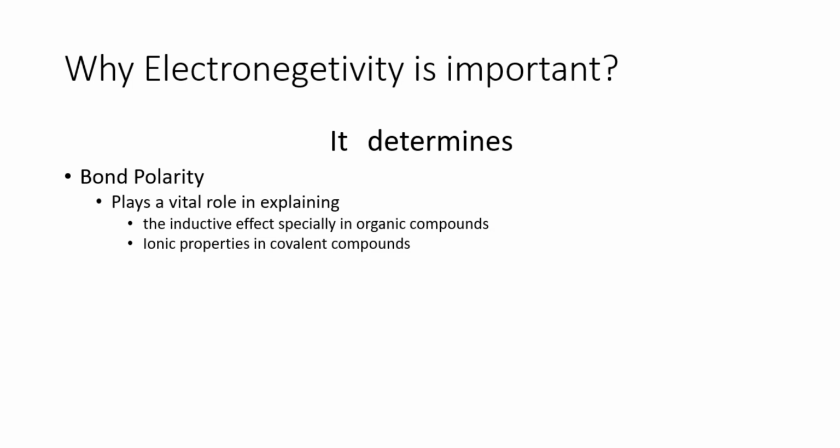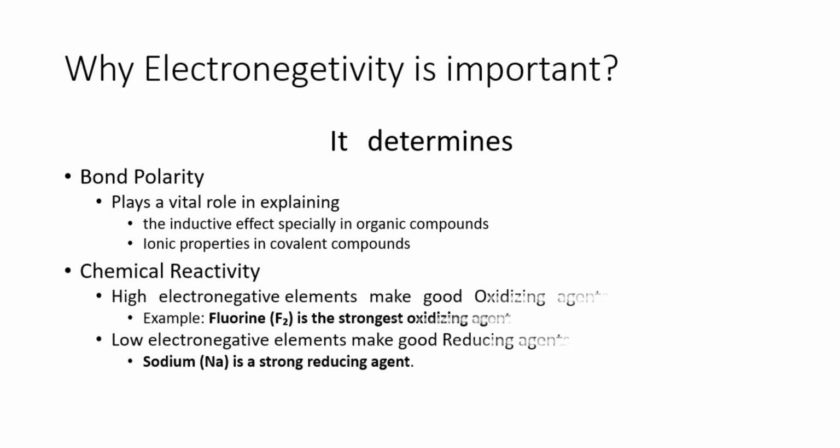The difference in electronegativity between atoms in covalent bonds can lead to ionic character, which is essential in understanding compound behavior. And number 3, chemical reactivity. Electronegativity helps predict how atoms will interact, influencing reaction mechanisms.